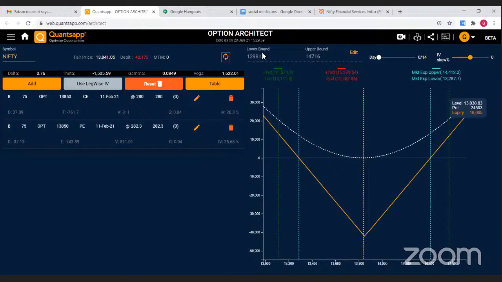Now if I move to the right hand side, what is the right hand side telling me? You can see the right hand side is a payoff diagram. Then you can see the lower and upper bound on the upper side, and you have the scenario analysis. Why are we looking into the payoff diagram? Always remember, whenever you make a strategy, after making it the most important thing is to know when an option strategy will give how much profit.